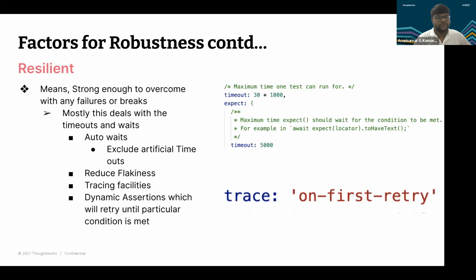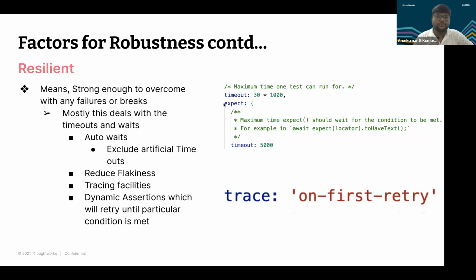Similarly for an automation framework, even though any failures or breaks happen, what are the things you can come up with for resilience? Mostly I will say resilience is with timeouts and auto waits. Here we should not use any artificial timeouts in your tests. Instead, you just make the configuration in your config.ts file. This timeout, 30 into 1000, is 30,000 milliseconds. It can be for a test, so the timeout for a particular test will be 30,000 milliseconds.